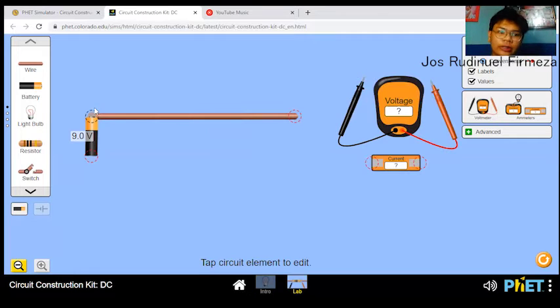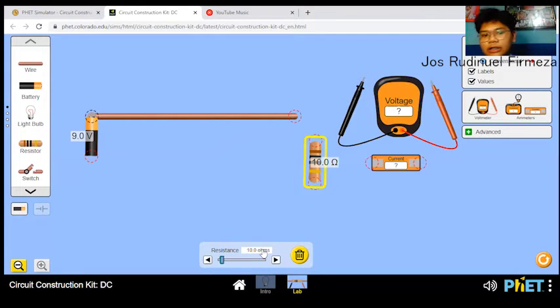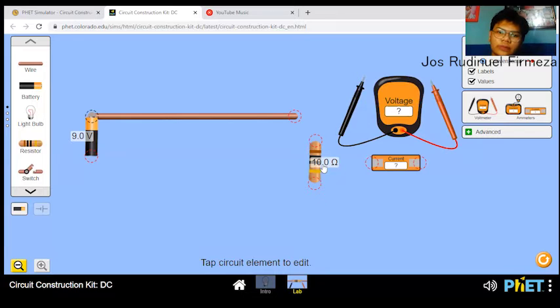And then also click for the resistor. The value of the resistor can be changed depending on the value discussed earlier by the group. You just need to click the resistor, and a button below will appear. For example, if the group decided in the first trial on 10 ohms, let's just put it in here.